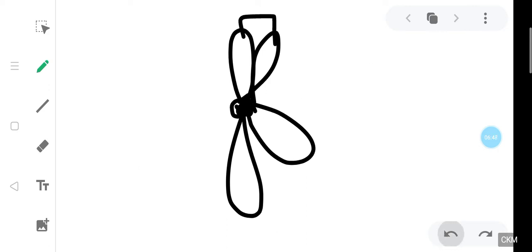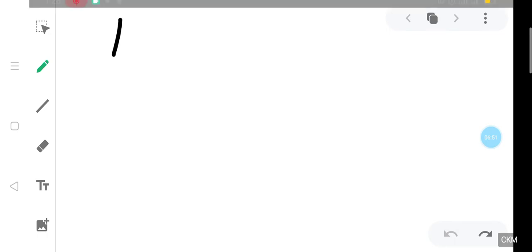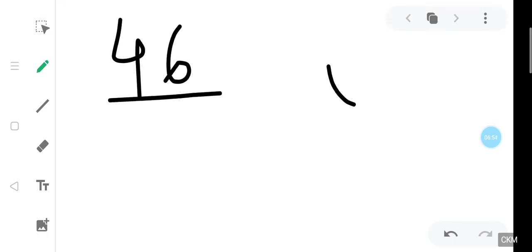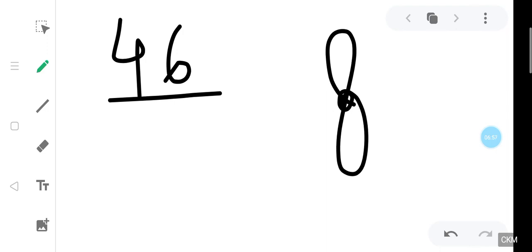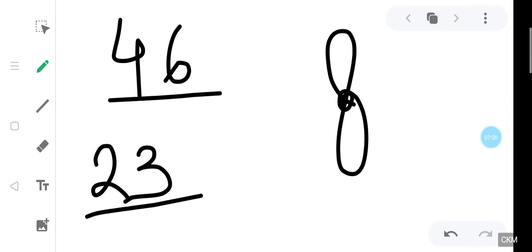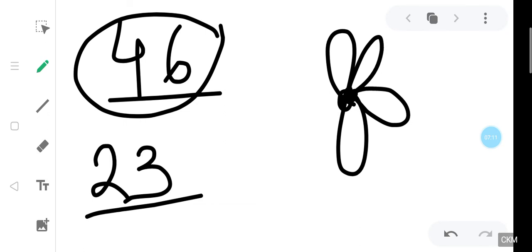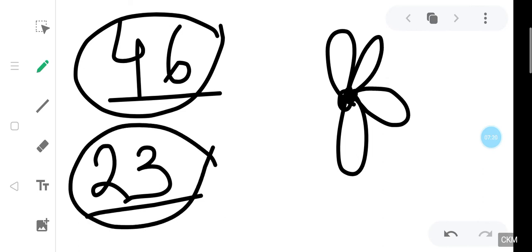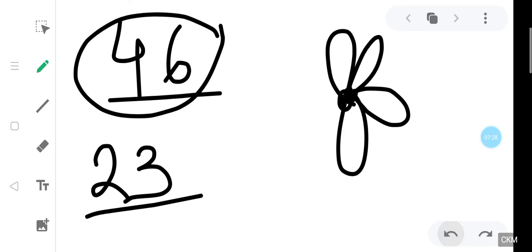Students, basically each cell contains 46 chromosomes, which is 23 pairs of chromosomes. If somebody asks you how many chromosomes are present in the human cell, you say 46. But if anybody asks how many pairs of chromosomes are present in the human cell, you say 23 pairs of chromosomes are present in the human cell. So, hope you get that.